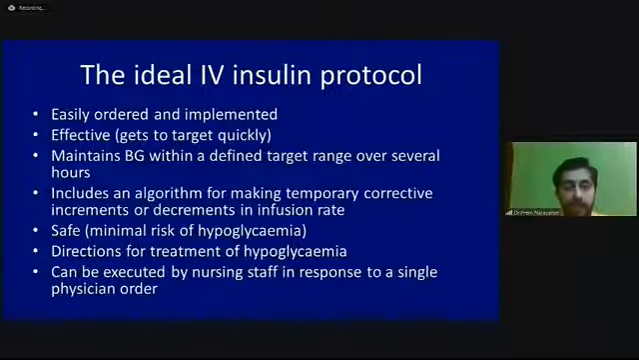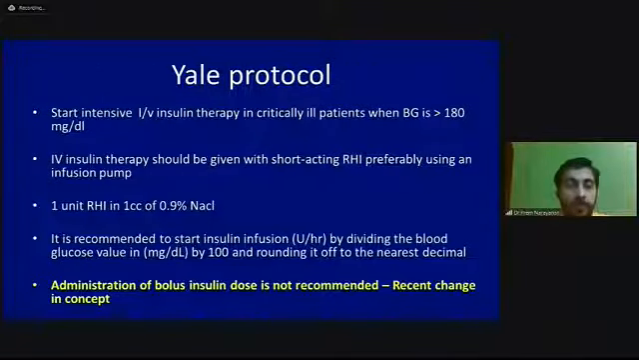So the ideal IV insulin infusion protocol should be easy, effective, a simple algorithm which can be followed, and safe with a reduced risk of hypoglycemia. It can be executed even by the nursing staff in response to a single physician order. So next we will briefly look into the Yale protocol.